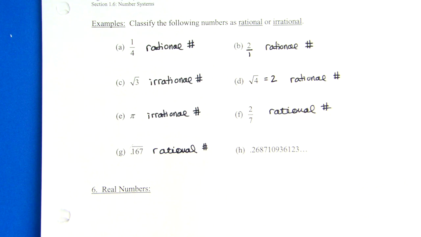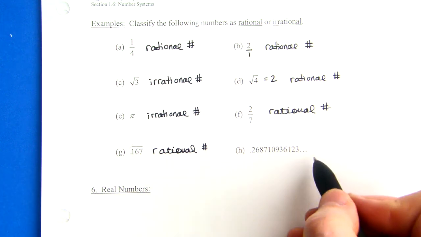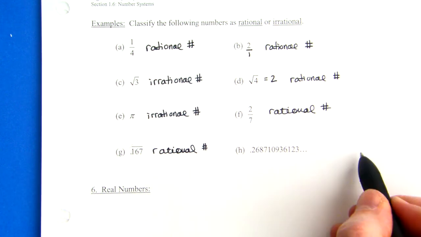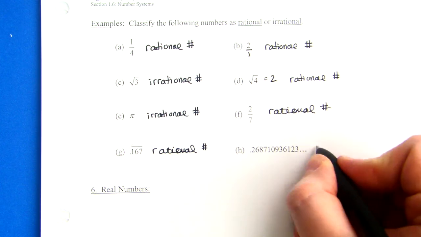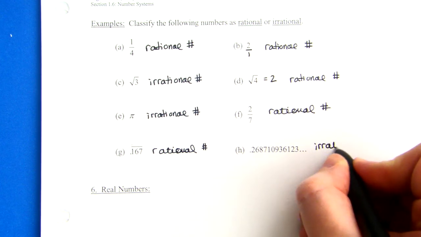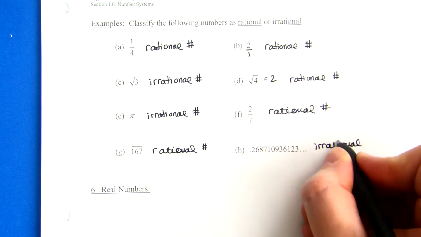Letter H. Well, that decimal that goes on forever with no pattern, that's an irrational number.